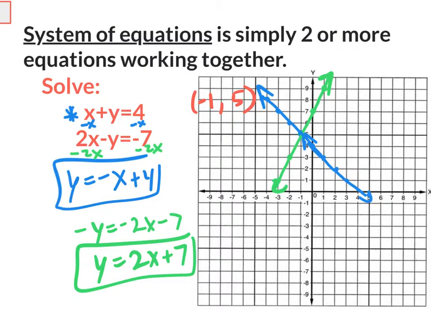So if I'm looking for that one common answer, what's that answer going to be? Oh, where they cross. Where they cross, exactly. All the answers are the green, all the answers are the blue. I'm looking for that one single answer that works for both. So that's going to be where they cross. What's that location? It's negative 1, 5. So the answer is negative 1, 5 to this entire system.